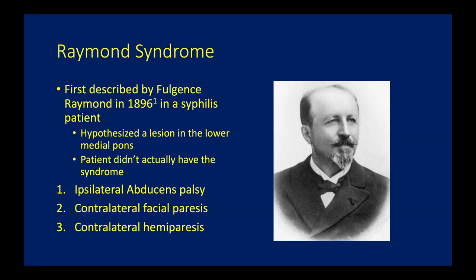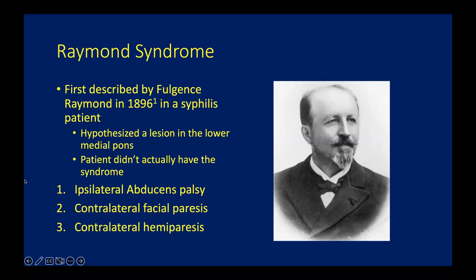I believe what he had noted was a left sixth nerve palsy, a right-sided upper motor neuron facial droop, and right-sided weakness. What he postulated was that this was a lesion in the pons, and we'll talk about this, around where the corticofacial fibers would have to decussate to innervate the contralateral facial nucleus. What's interesting about this case as a side note is the patient later developed aphasia, an encephalopathy, and other cortical findings. So the patient that he described probably didn't actually have this lesion as she progressed with her syphilis. Again, the triad would be an ipsilateral abducens palsy, a contralateral upper motor neuron facial palsy, and contralateral weakness.